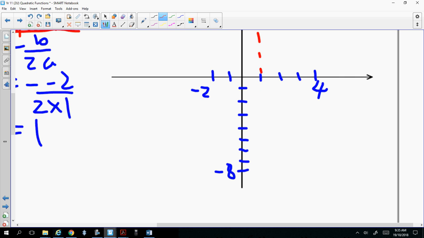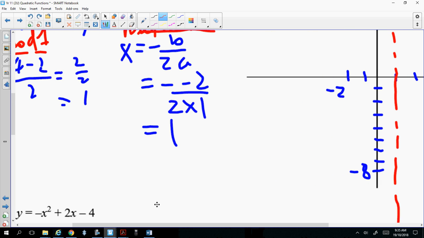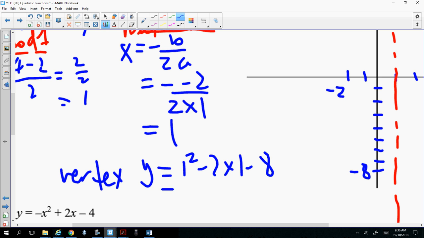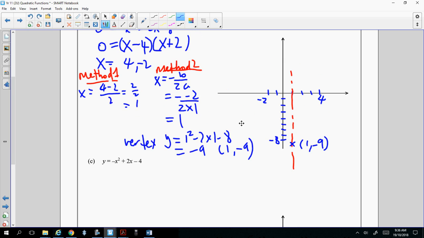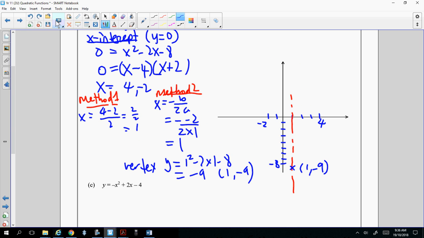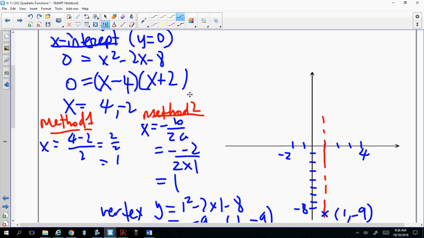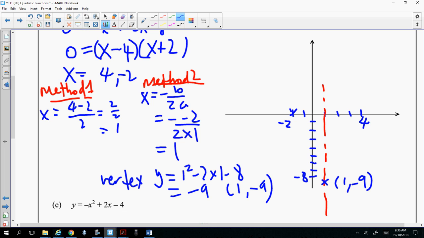Okay, let's find the vertex. To find the vertex, you just have to substitute 1 into the formula. You get negative 9. So you've got these points, and you join the dots. Okay, good. So you're going to draw this. Too big. Too small. All right, let's draw it. Plot the points, and then draw it.